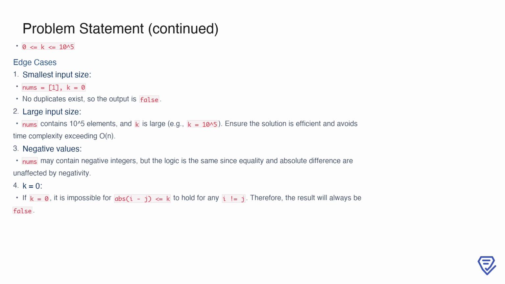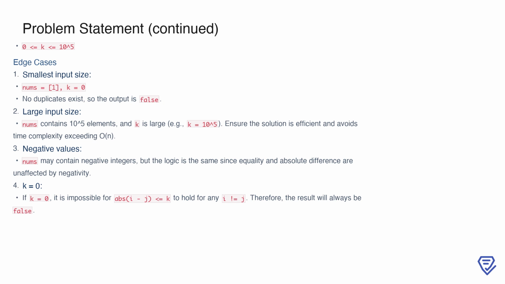Now, let's discuss some edge cases. First, if the array contains only one element, such as nums equals [1] and k equals 0, no duplicates exist, so the output will always be false. Second, for very large arrays, such as when nums contains 100,000 elements and k is also large, the solution must be efficient and operate within O(n) time complexity to avoid performance issues.